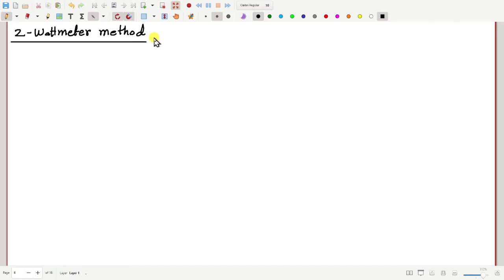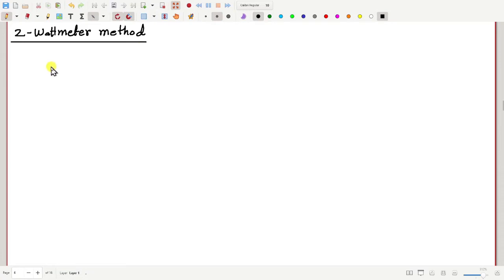Okay, so in our last class we started talking about the 2-watt meter method for measuring power in a three-phase system. Okay, so let us continue our discussion on this topic.